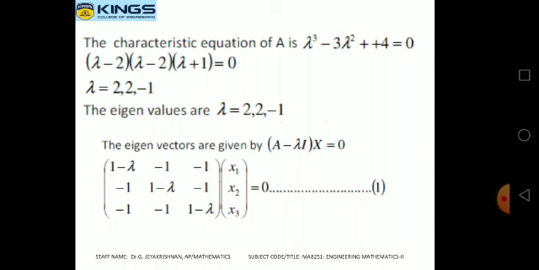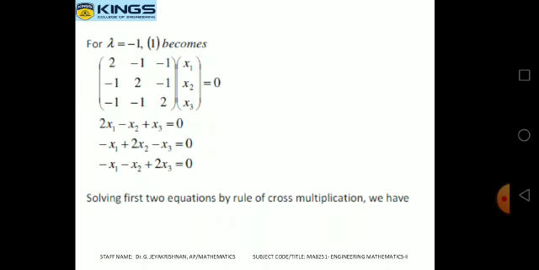Therefore, first we substitute lambda equal to minus 1 in the above equation. Lambda equal to minus 1 in equation 1 becomes [2, -1, -1; -1, 2, -1; -1, -1, 2] times x1, x2, x3 equal to 0. This contains 3 equations. Converting into equations by matrix multiplication, we get 2x1 minus x2 minus x3 equal to 0, minus x1 plus 2x2 minus x3 equal to 0, and minus x1 minus x2 plus 2x3 equal to 0. These are all the 3 equations.